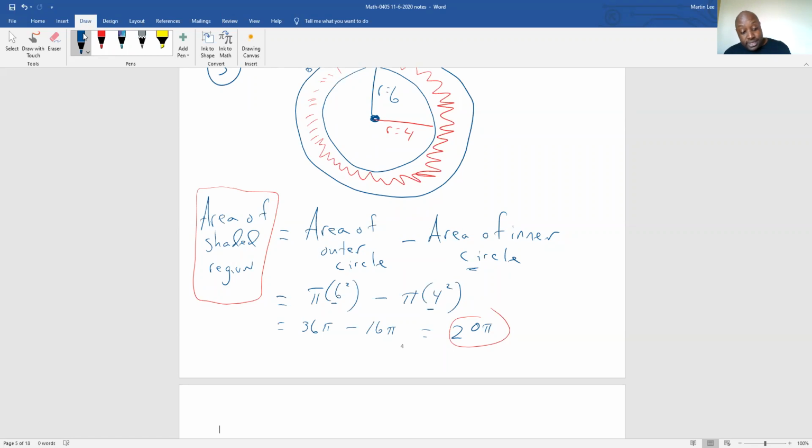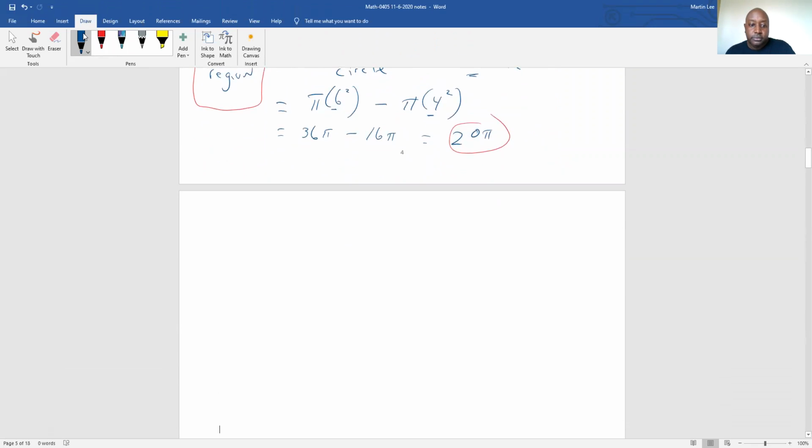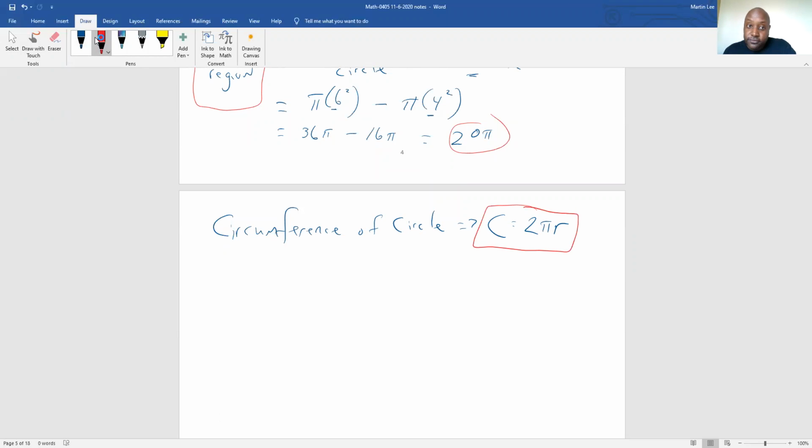Okay, so now we're going to move from area of a circle to circumference of a circle, which is the distance around the circle, or like the perimeter of the circle. So the circumference of a circle is 2 times pi times the radius r. So that's the formula that we're going to use.